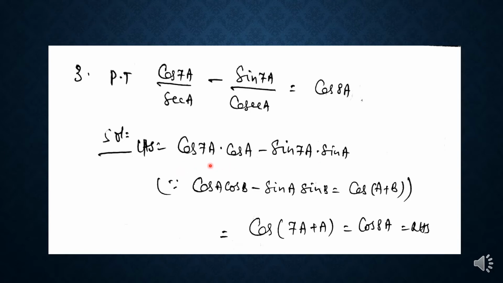So recall the formula. This is in the form of one compound angle. You can say 7A is equal to a and A is equal to b. Now this is in the form of cos a into cos b minus sin a into sin b, which is equal to cos of a plus b, the compound angle. So this is equal to cos of 7A plus A, that is equal to cos 8A, which is RHS.